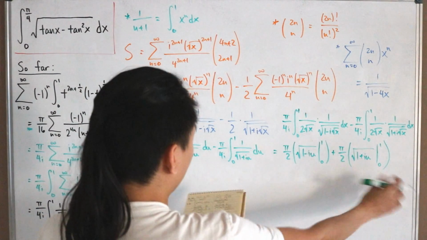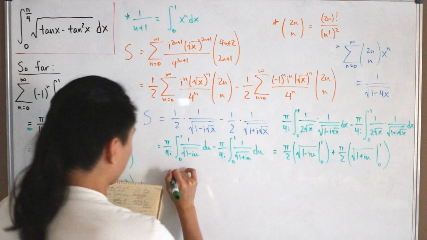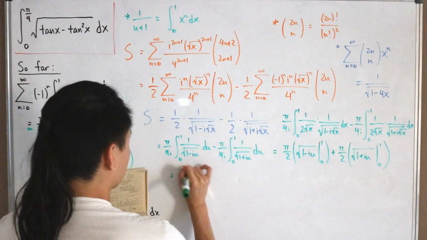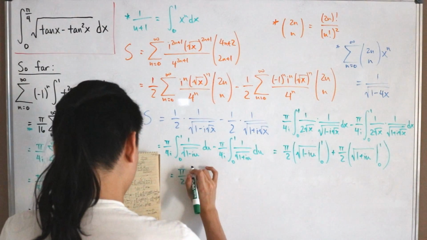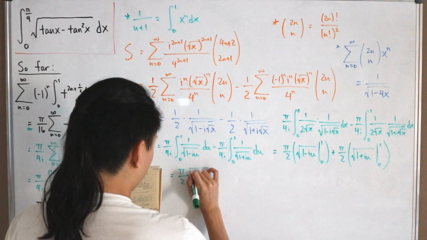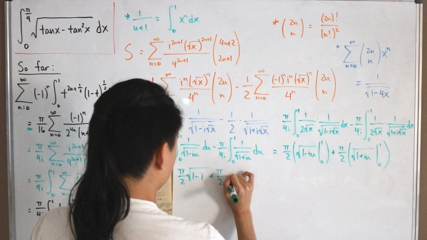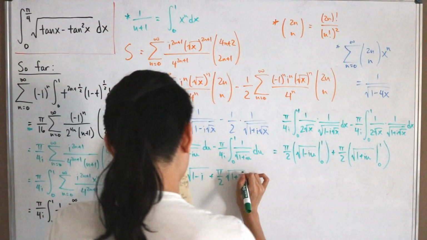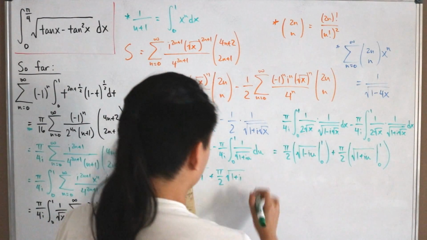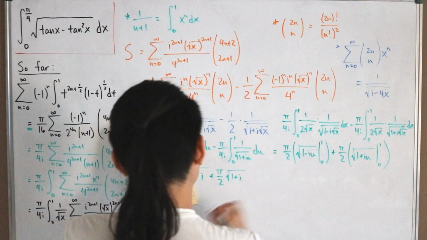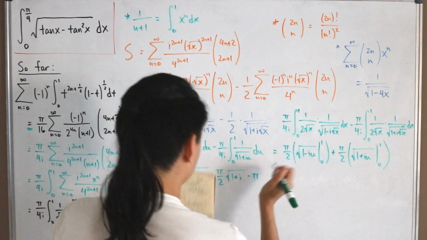And so after plugging all these values in, we're now going to get the following afterwards. Plugging those values, it's pi divided by 2 multiplied by the square root of 1 minus i, and then add this with pi divided by 2 of the square root of 1 plus i, then plug in the 0, so we get pi over 2 and then pi over 2, and afterwards that's going to become subtract pi.